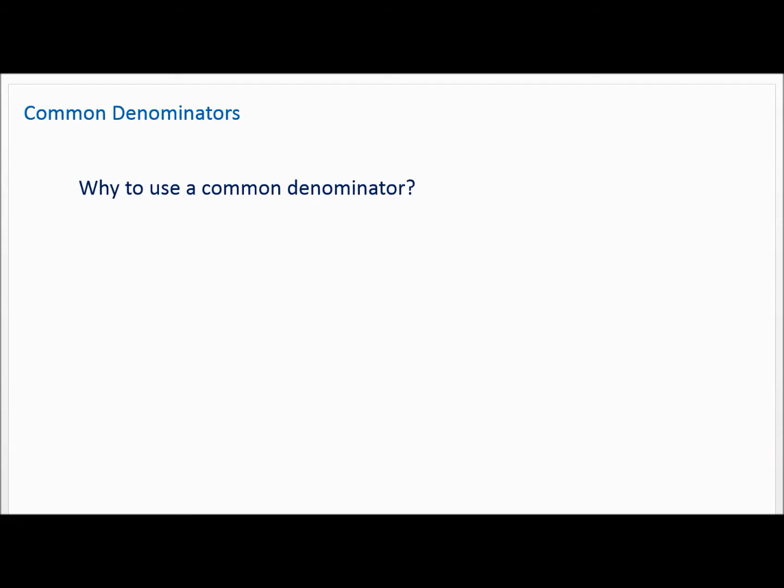Now here's the really big question, why to use a common denominator? So we know when to use, when you add and subtract fractions, no other reason. But why to use common denominators? Why in the world would you need such a thing?